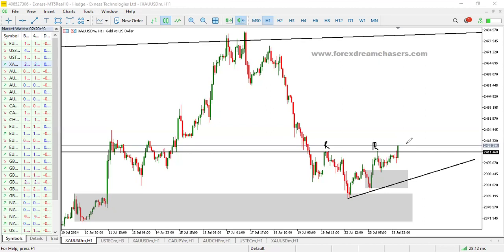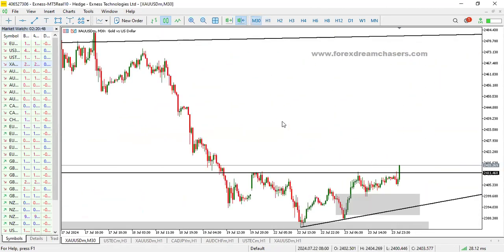So yeah, let's move to 30 minutes and see what is actually happening. Well, everything is clear on 30 minutes. Hence, I mentioned that the market is pushing all the way up. The best thing that you can do, move with the market.